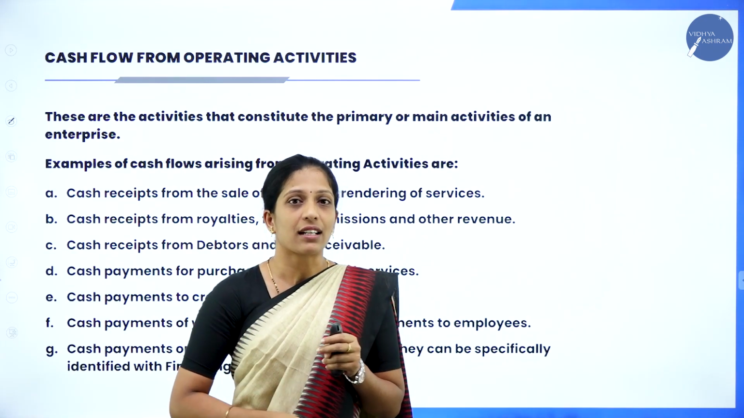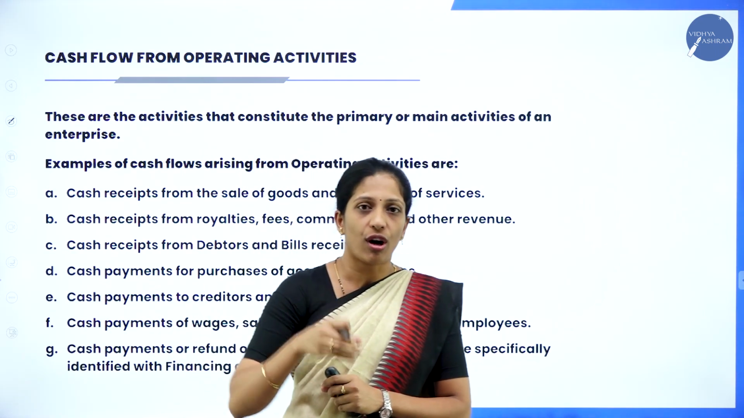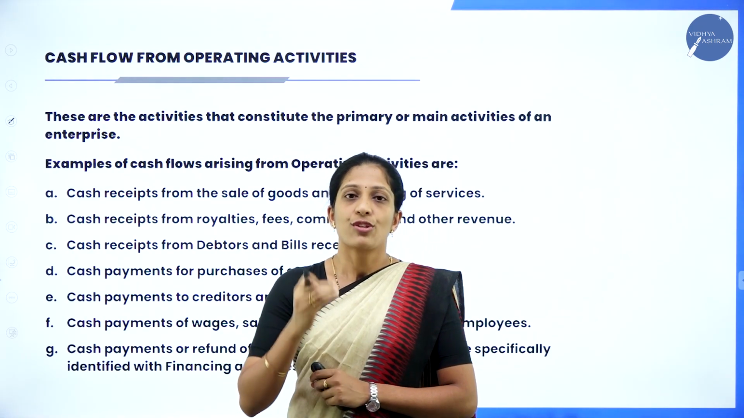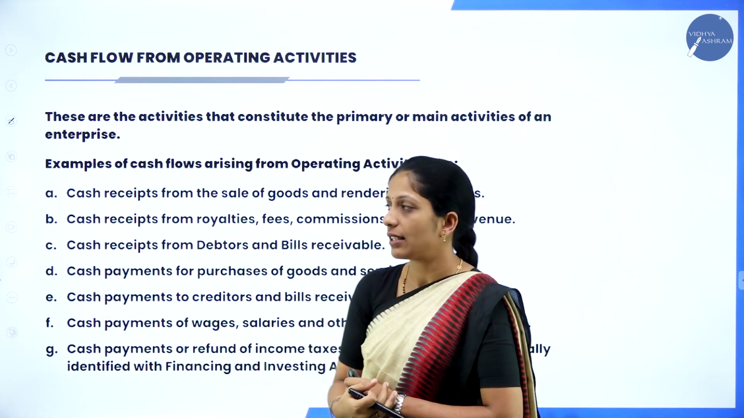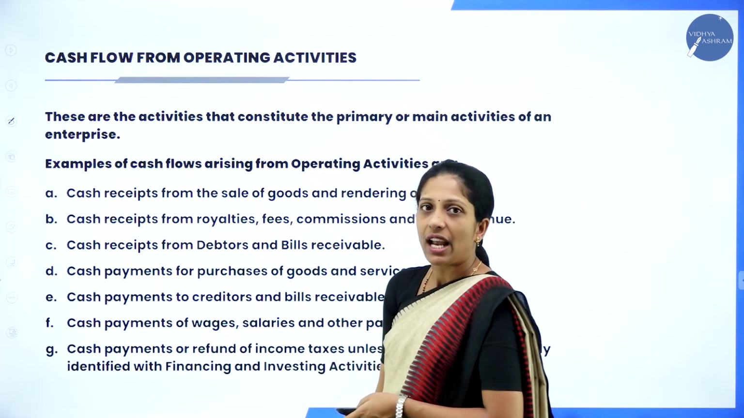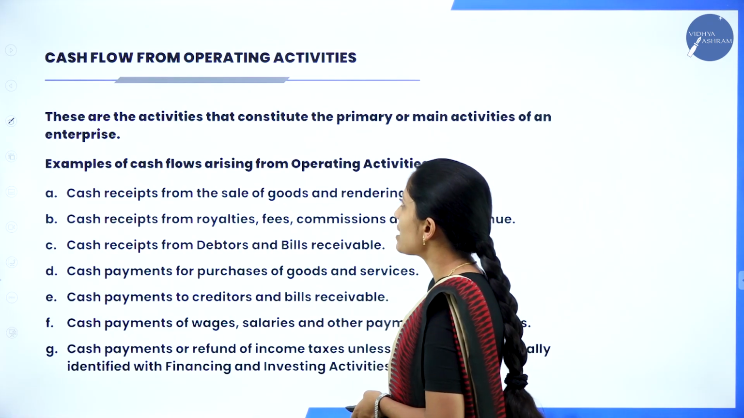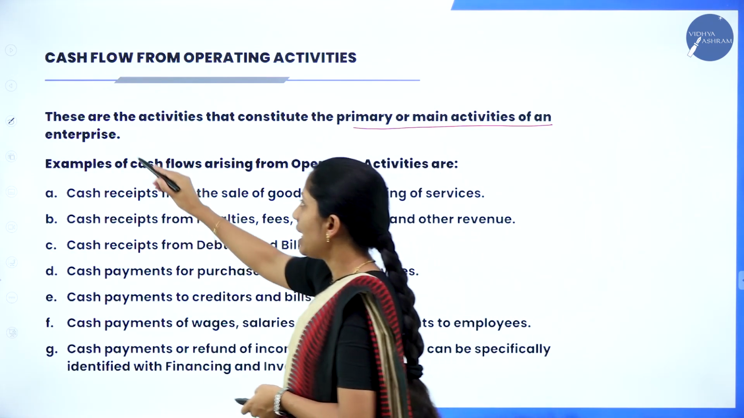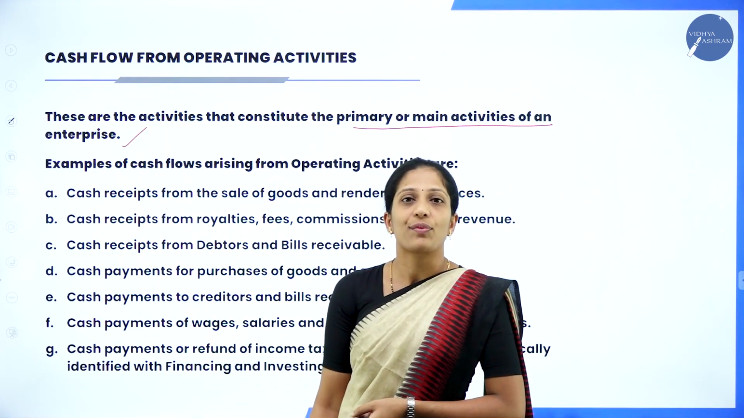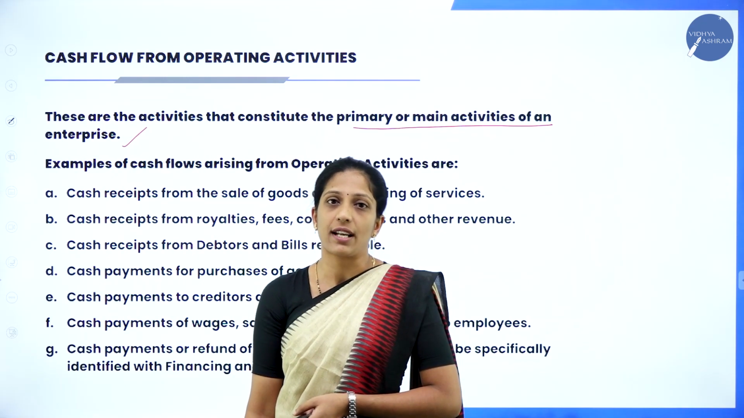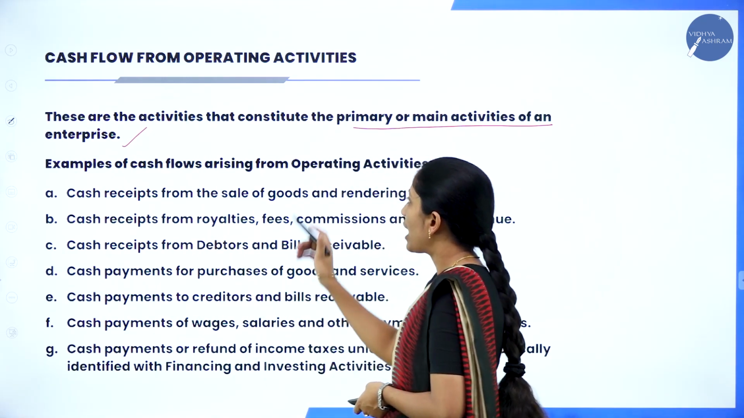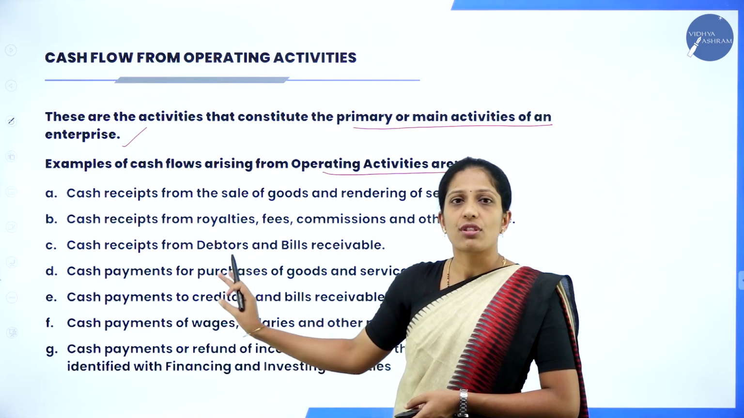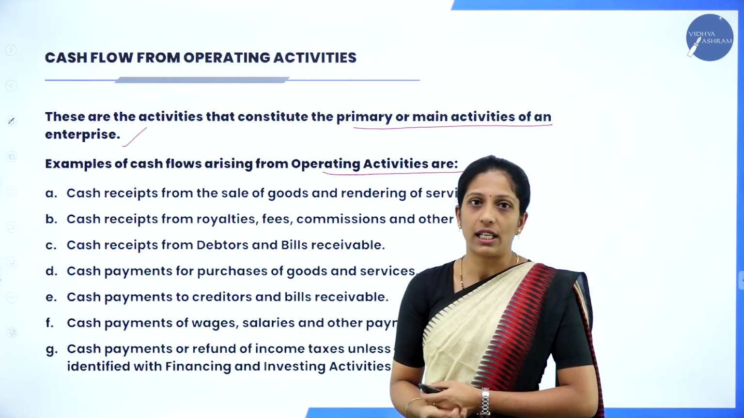It is a main activity of the business, like payment of interest and dividend payment. All these occur regularly in the business, so these are termed operating activities. Let us see what cash flow from operating activities is. These are the activities that constitute the primary or main activities of an enterprise. Which is the main activity of an enterprise? That is operating activity. Examples of cash flow arising from operating activities are these few examples. If you know this, you can easily solve the problem.